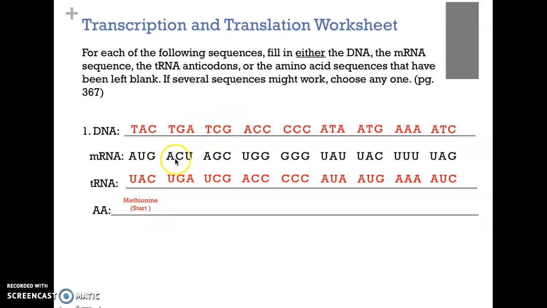Then go to ACU, and that brings you to threonine, and we just keep going using that codon wheel to figure out what each of these codons is coding for. In the end, you get to UAG, and that should bring you to your stop signal. If this was your body trying to make a specific protein, it has a start signal, it has a stop signal, and if all of these were coded correctly, then your body would be healthy and it would be able to perform a certain task.